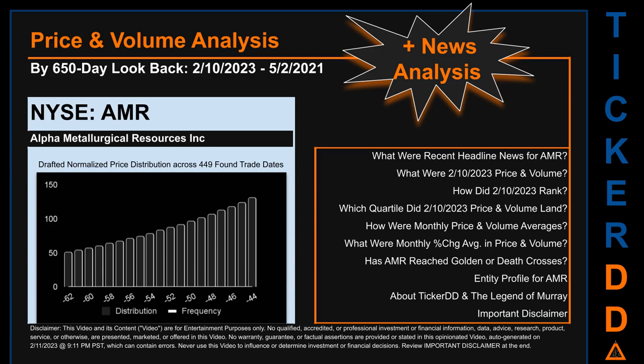AMR went public on April 30, 2008, which was roughly 14 years and 10 months ago. Looking back 650 calendar days from Friday, February 10, 2023 to Sunday, May 2, 2021, we found 449 applicable trade dates for use in our analysis.